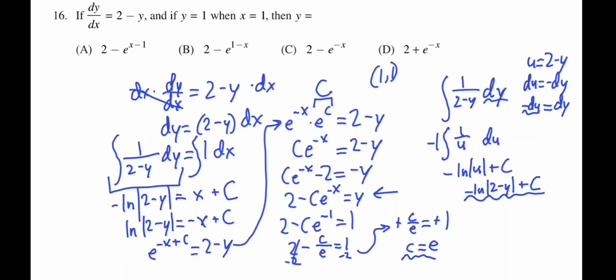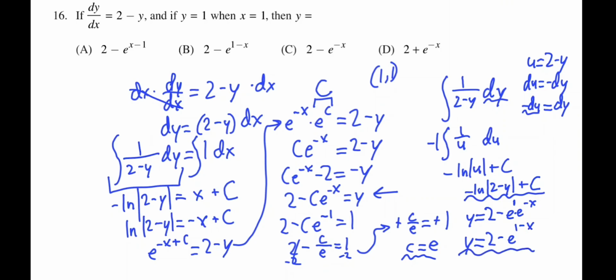Okay, so now that we know what the c value is, we can plug it back into our solved function. And the answer would be y is equal to 2 minus c, which is an e, and then times e to the power of negative x. And now if we use properties of exponents once again, then we can combine these powers of e using addition, and that gives us a y function of 2 minus e to the power of 1 plus negative x, which would be a 1 minus x.